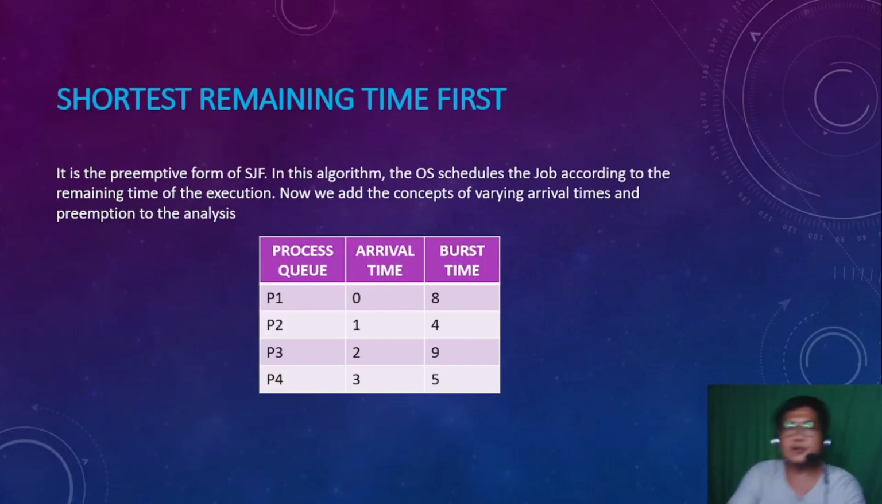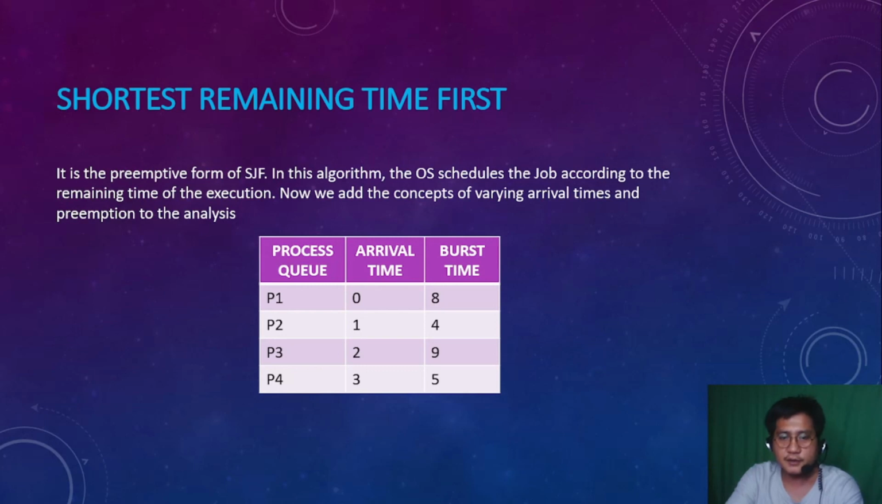Now the next scheduling algorithm is the shortest remaining time first. In here, it is the preemptive form of SJF. In this algorithm, the OS schedules the job according to the remaining time of the execution. Now we add the concepts of varying arrival times and preemption to the analysis.